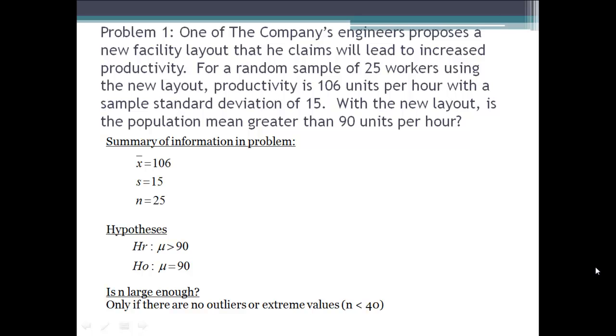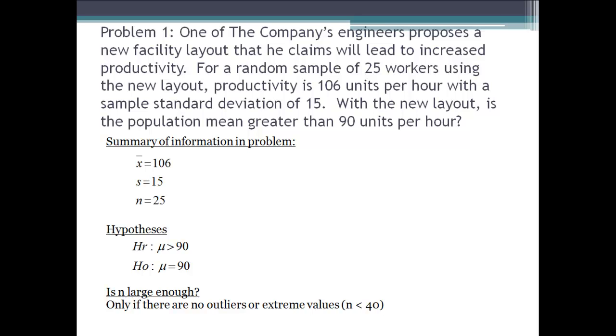Okay, problem 1 on your handout. We have one sample of 25 workers. For that group of workers, the sample mean is 106 with a sample standard deviation of 15. And I have summarized that information right here. Can we conclude that the population mean is greater than 90? That's our research hypothesis, mu greater than 90.